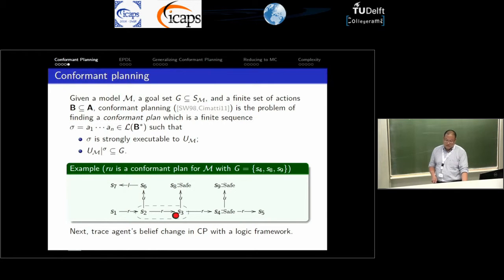So here is an example. This is the map, the transition system, and the initial belief states, and our goal is to achieve some states that are safe. The safe states are S8, S9, and S4. The action sequence of first moving right, then moving up is a good plan. After we move right, our belief state is S3 and S4. Then we move up, and our belief state is S8 and S9. It's a subset of the goal set. So this is the standard definition of conformant planning.